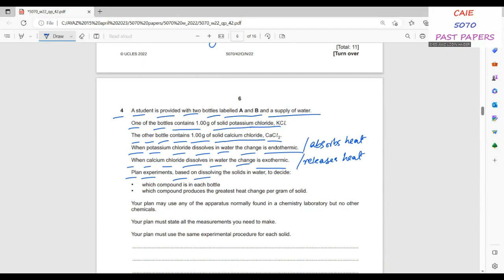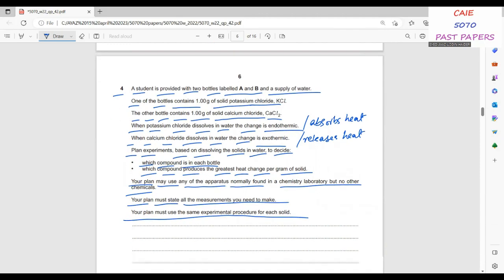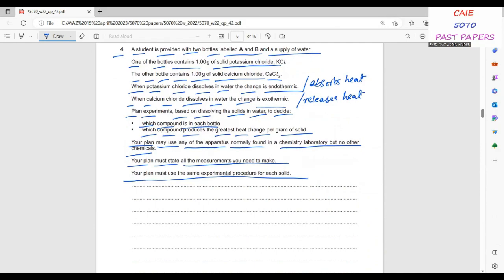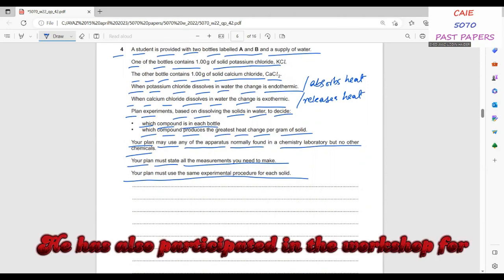Plan experiments based on dissolving the solids in water to decide which compound is in each bottle, which compound produces the greatest heat change per gram of solid. Your plan may use any of the apparatus normally found in chemistry laboratory, but no other chemicals. Your plan must state all the measurements you need to make. Your plan must use the same experimental procedure for each solid. So we'll take equal volumes of water. Mass is already provided. So we'll stir both the solids in water. Measure the temperature using thermometer.